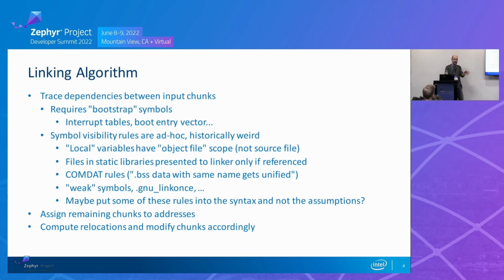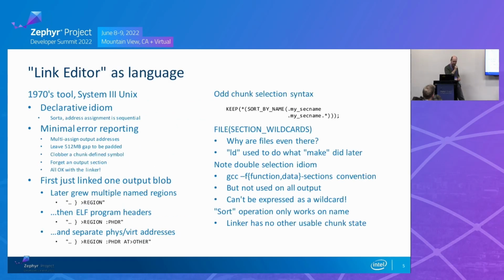And then, having done that, you've got all the chunks laid out. Now you know the addresses of all the things. You just go to each relocation and assign the address, and that's all you got to do. And you're done. And so you do it with linker scripts. And this is where it starts to go off the rails a little bit.